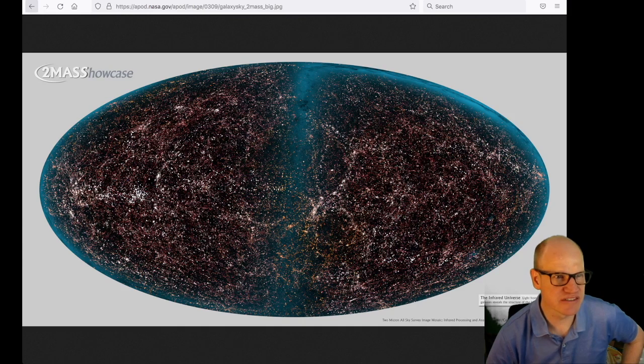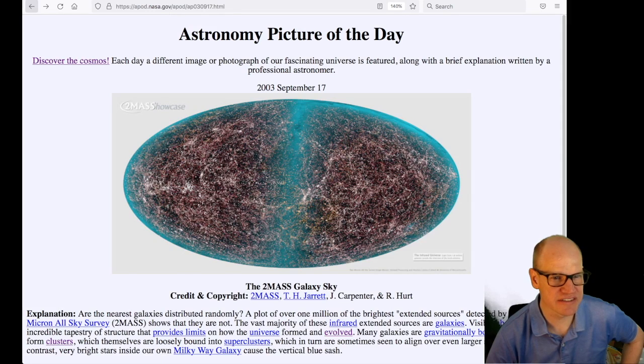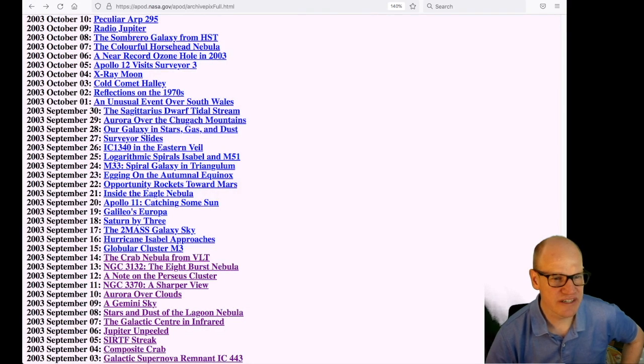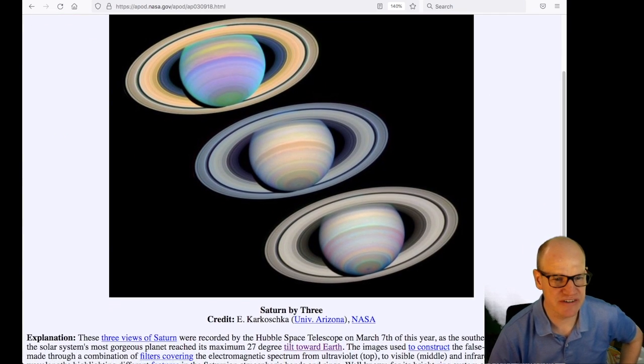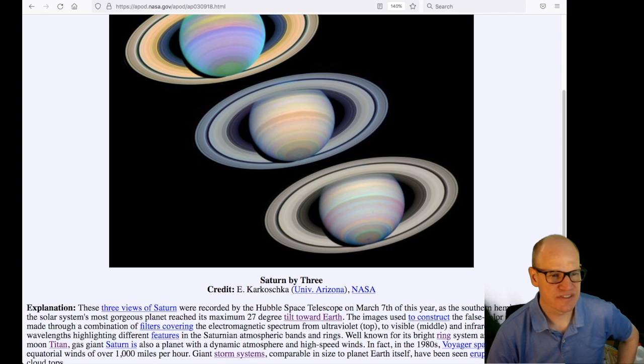All right, 2MASS all-sky survey. All those dots are galaxies. Hurricane, we did that one. Saturn by 3. 3 different images of Saturn. It's reached its maximum 27-degree tilt towards the Earth.